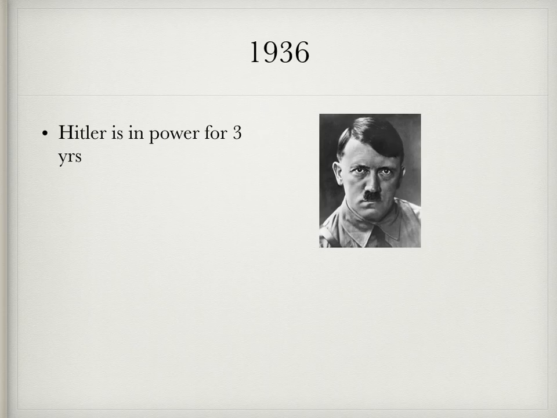The first one we're going to look at is Germany, and we know Hitler is the leader of Germany, and he has been in power for 3 years at this point in 1936. He has already begun his remilitarization programs. The remilitarization of the Rhineland has begun already. So the wheels are starting to turn within Germany and their war machine.